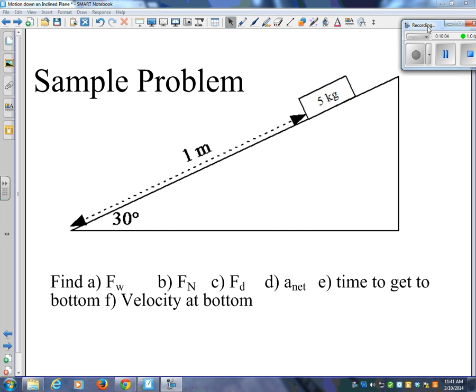So here's a sample problem. I'll just give you a second or so to complete it. I just have the one. I've got a 5 kilogram object. It's 1 meter up a ramp, and the angle is 30 degrees. And these are the things we're going to find. See that one? You maybe have even started already.